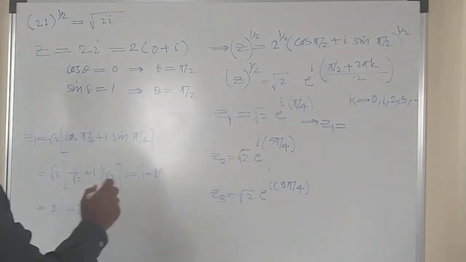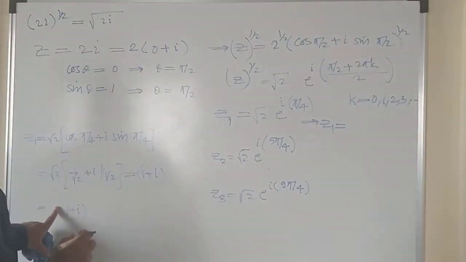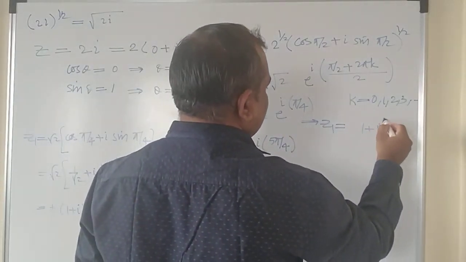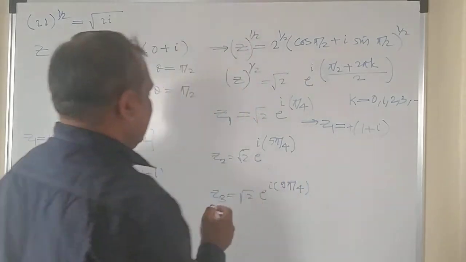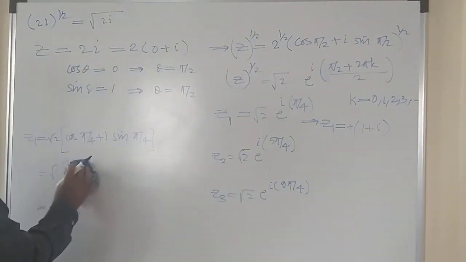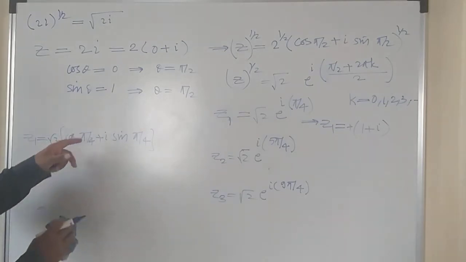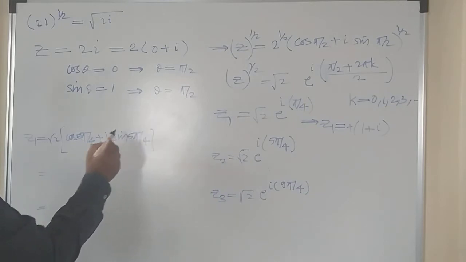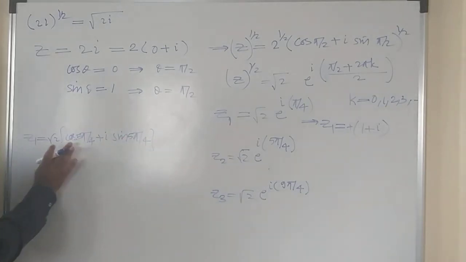Now do calculate the second root. So this is a plus 1 here because you are not getting minus here. So first root is 1 plus I, positive. Now do calculate the second root. While calculating the second root, again you can use the same thing. So here you will get 5 pi by 4 and 5 pi by 4. Now what are the values of 5 pi by 4?